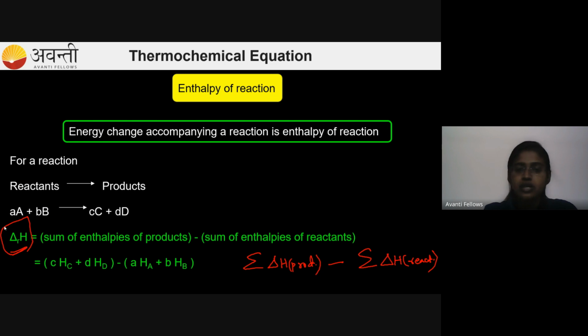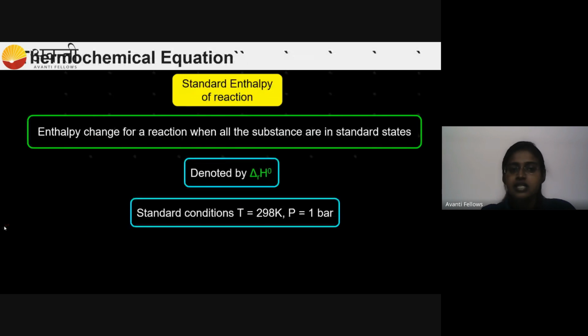Coming to the next topic, the standard enthalpy of reaction. It is the enthalpy change for a reaction when all the substances are in their standard state. I'll show you the standard states of some elements in the next slide. The standard enthalpy is denoted by putting a 0 in the superscript. So delta H R naught is called the standard enthalpy of reaction. The conditions are 298 Kelvin and 1 bar pressure.